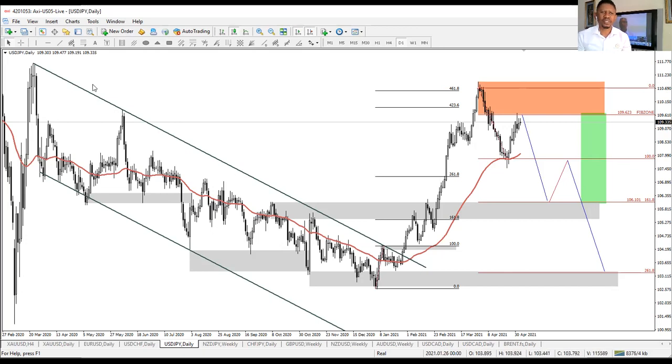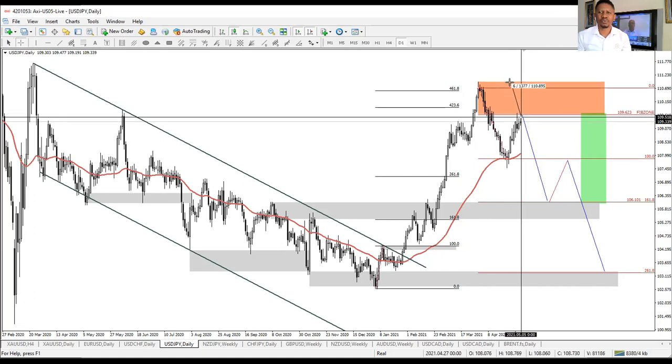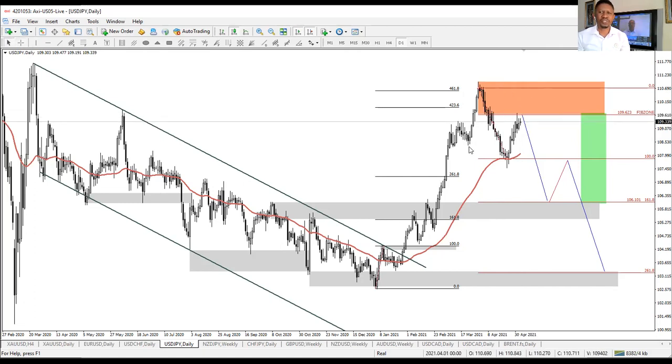Selling from this point, the stop loss is about 140, just about 150 to be safe. 150 stop loss, 340 pips for the take profit. That's exactly what we're looking at on the UJ side.